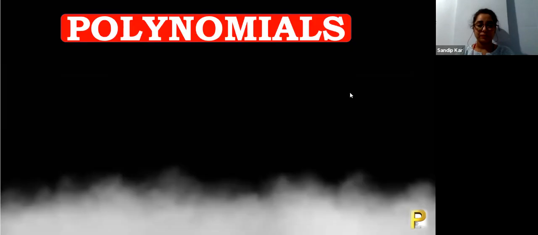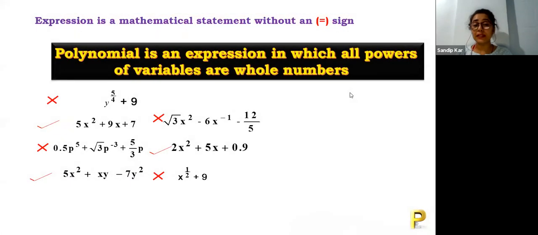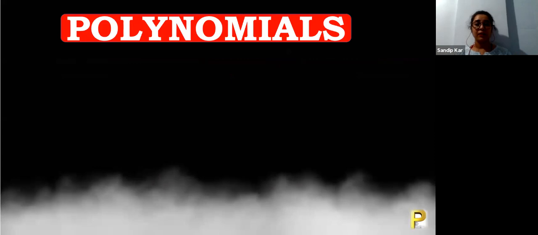So I hope you are clear what exactly a polynomial is. First of all, it is an algebraic expression. It will have variables which should have powers as whole numbers, and it will have constants. No equal to sign. Remember, out of all the examples, there is no equal to sign in it. Now, the real definition of polynomials.